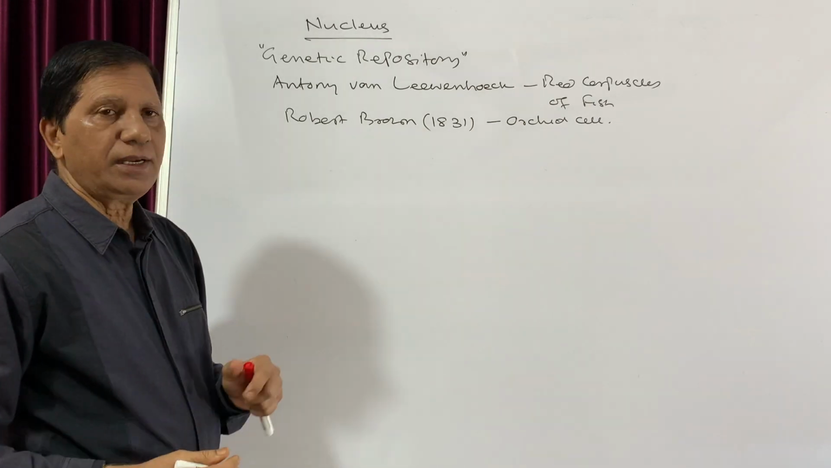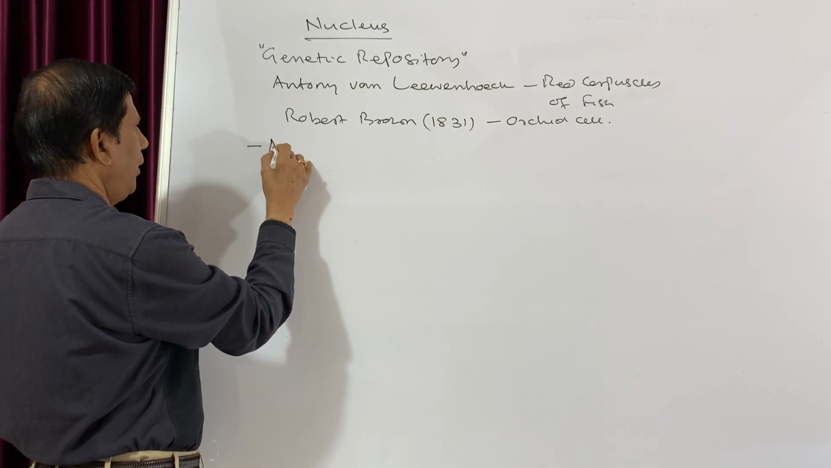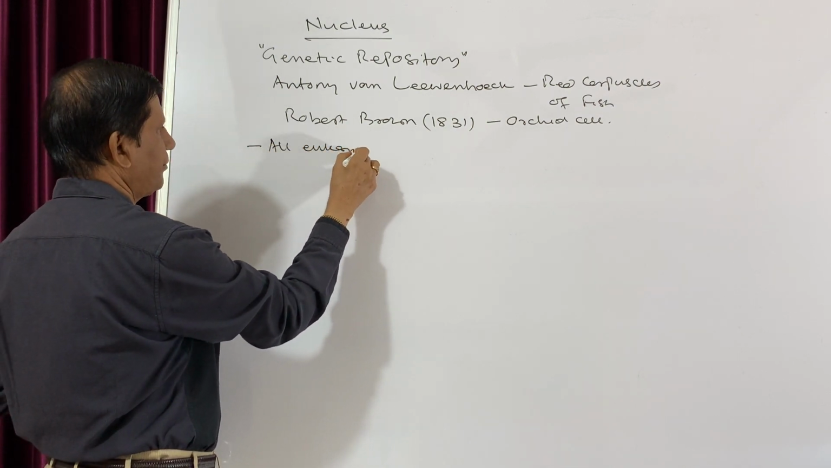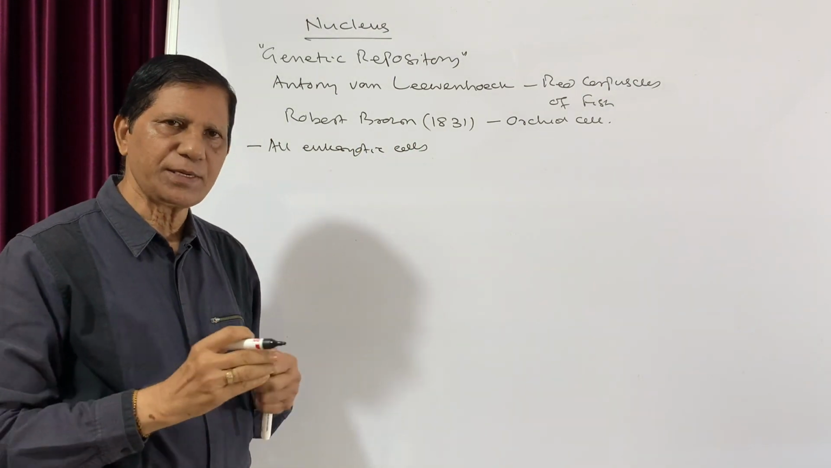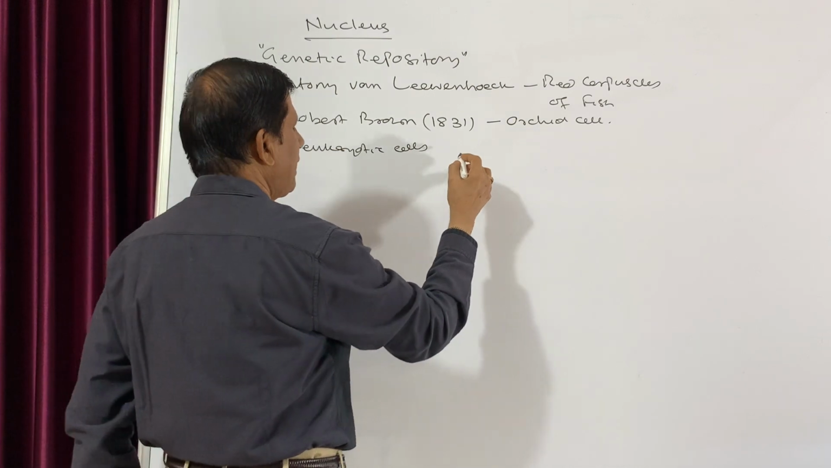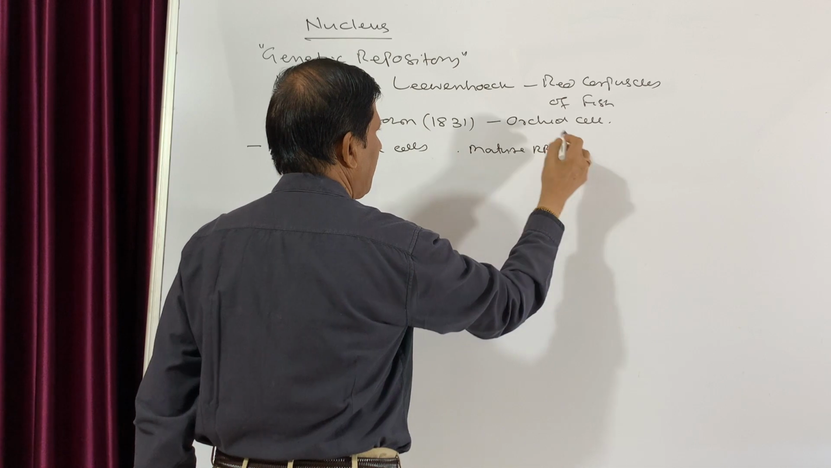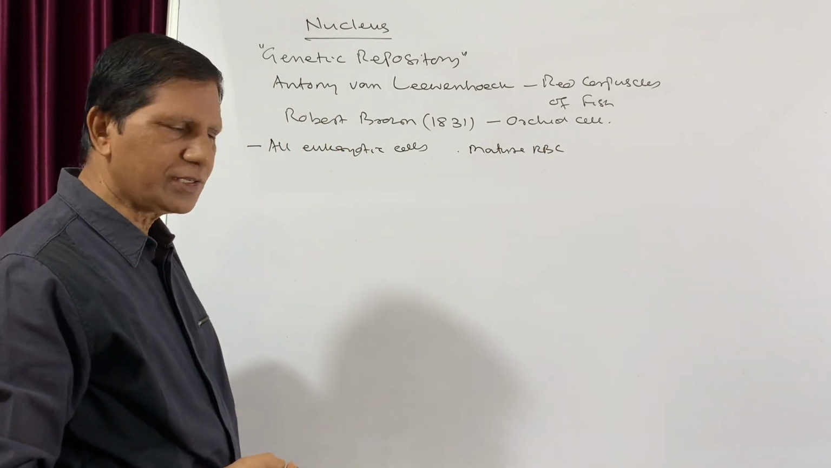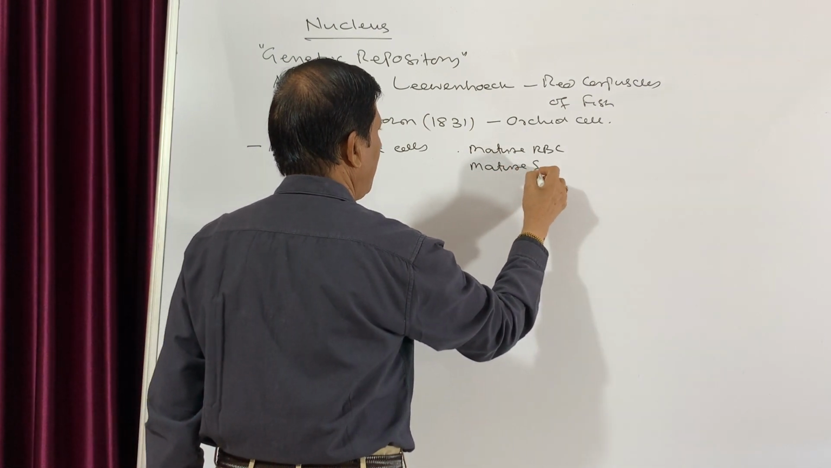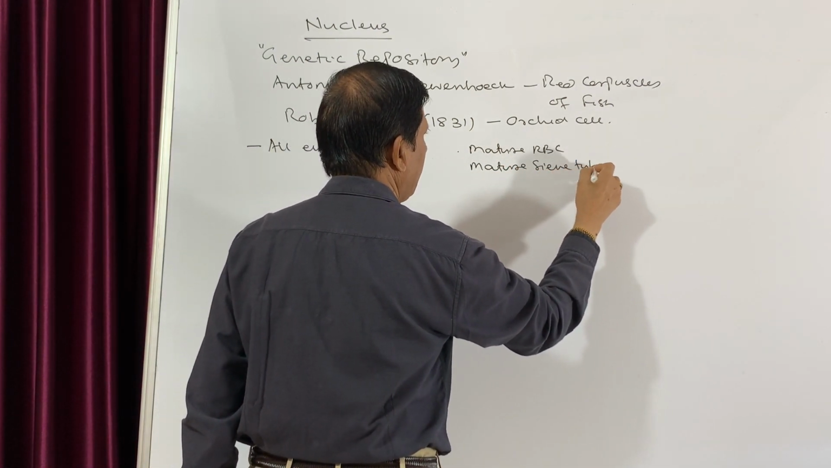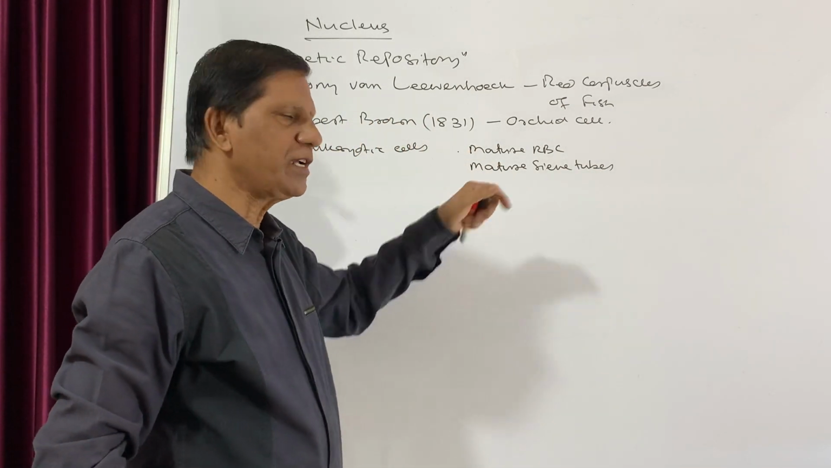Now, usually this nucleus is present in all eukaryotic cells, with few exceptions. So, what are the exceptions? Usually, the exceptions are mature RBC in the case of animal cells, and mature sieve tubes in the case of plants. So only in mature RBC and mature sieve tubes they are absent.